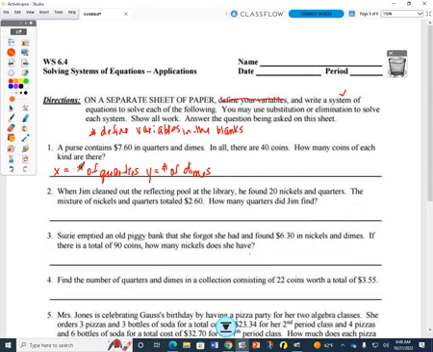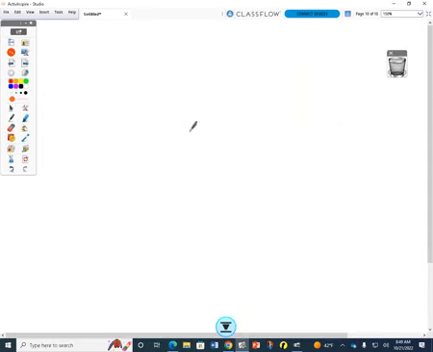That's what we're trying to find out. So we want to find out how many quarters there are. We're going to use X to represent that number. How many dimes there are. We're going to use Y to represent that number. When we're done, we're going to come back and get the answer right here. So we read the problem, we defined our variables. We're going to go ahead and fill out some information.